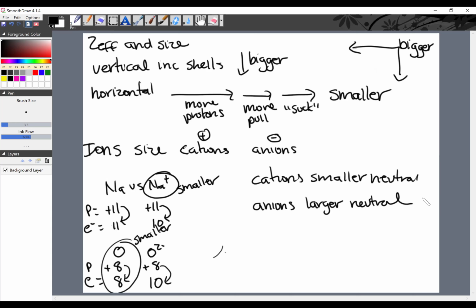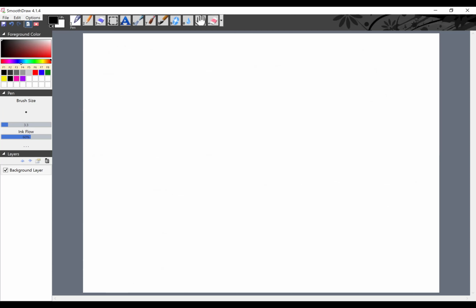All right, so we have a trend for neutrals, we have a trend for positives, and we have a trend for negatives. Let's put it together in an example. We're going to compare, let's say, a lithium ion. Let's do an argon. Let's do an S2 minus. Let's do an O. And we'll do a neon.